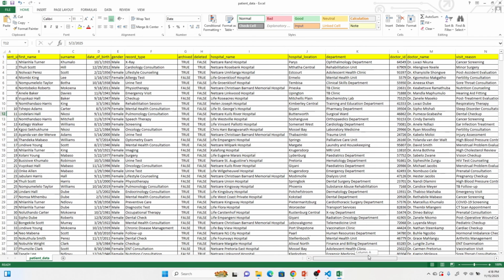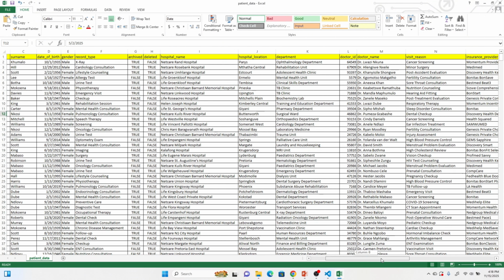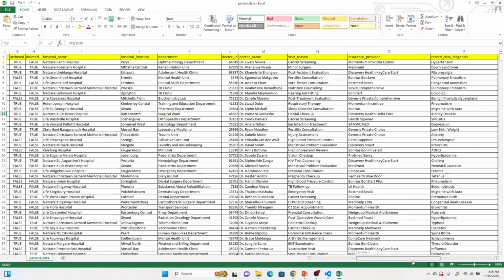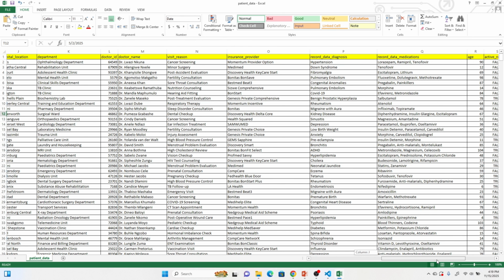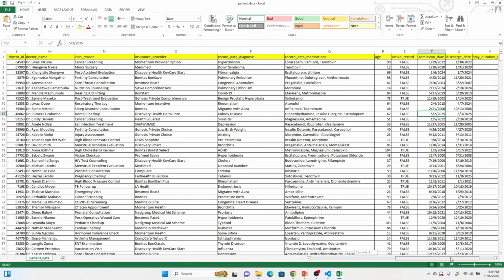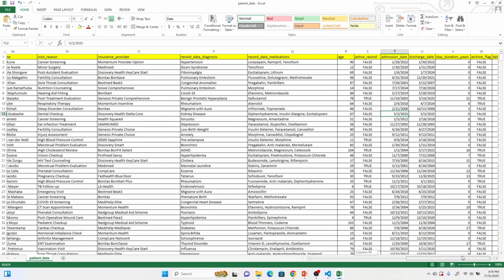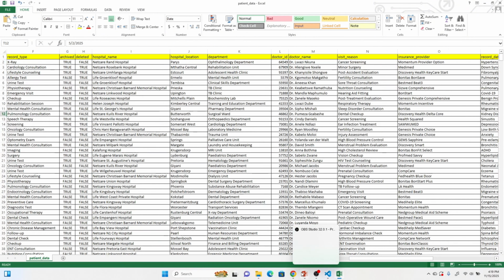So we have a first name, surname, date of birth, gender, record type, archived, deleted, hospital name, hospital location, department, the doctor ID, doctor name, visit reason, insurance provider, record date, diagnosis, record data, medications, age, active record, admission date, discharge date, stay duration, years, archive flag, and deleted flag. So let me present the analysis of this data set.